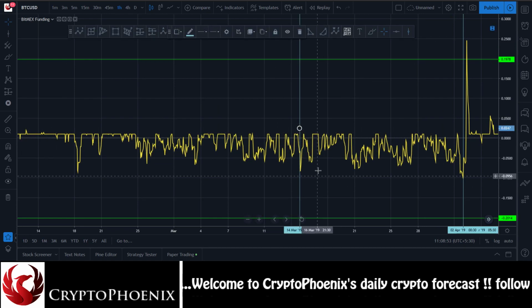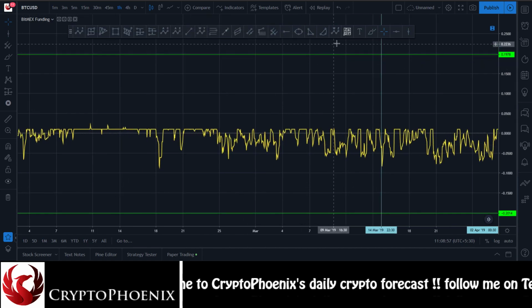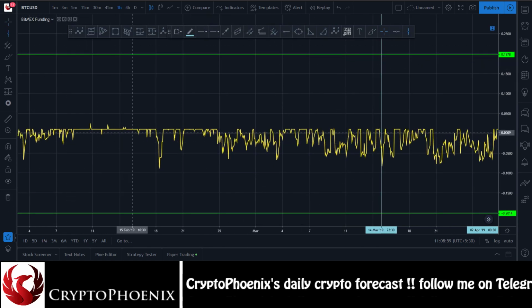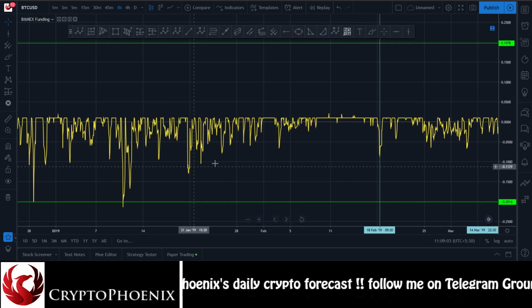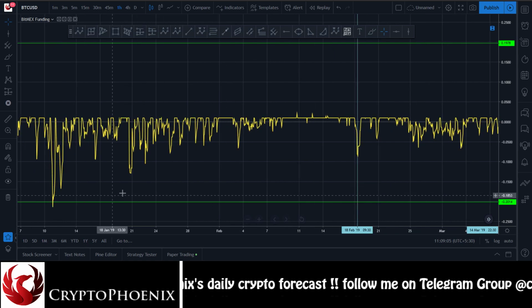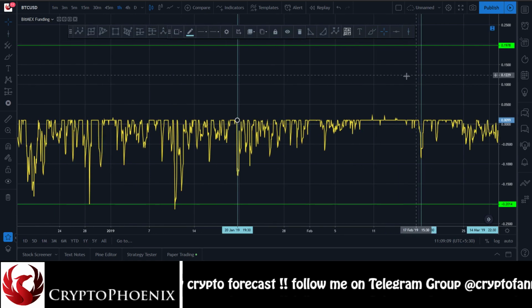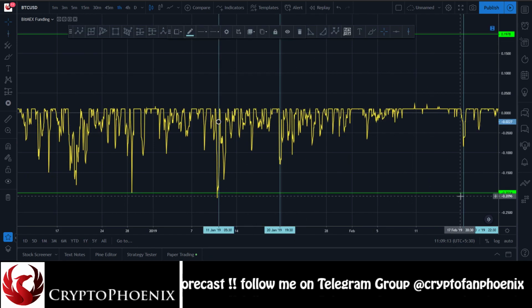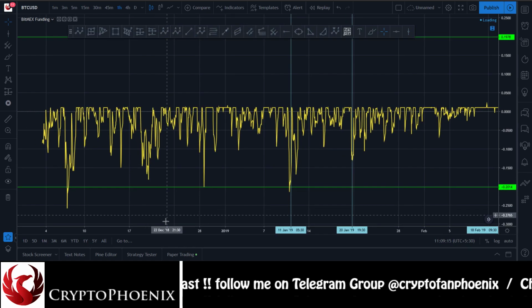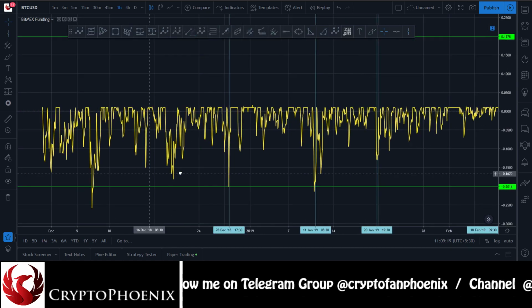So at this point, we have an extremely negative funding rate. At this point, again we have so much negative funding rate. Let's just mark the points. We can see these are some of the extreme negative funding rates. So we'll just check out what happened in the price action.